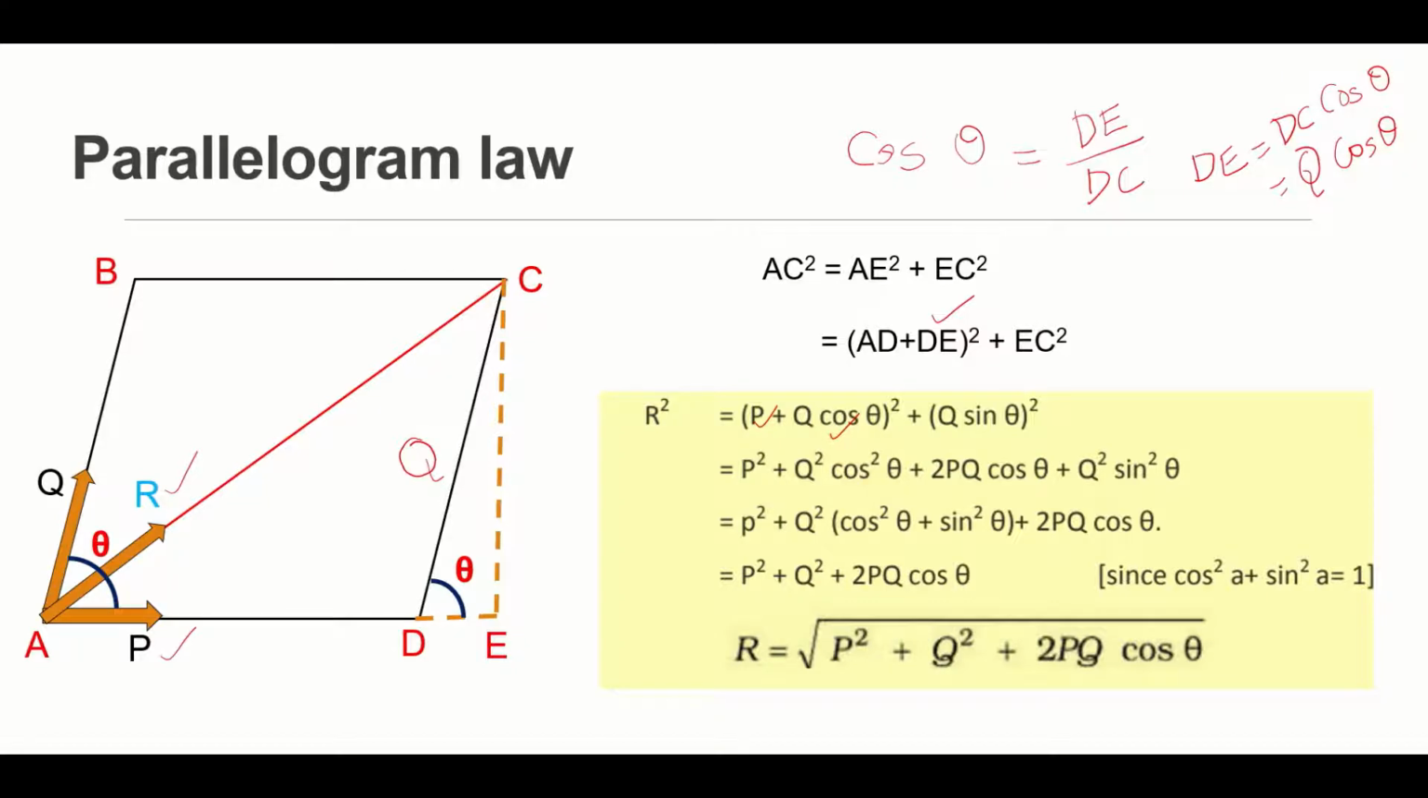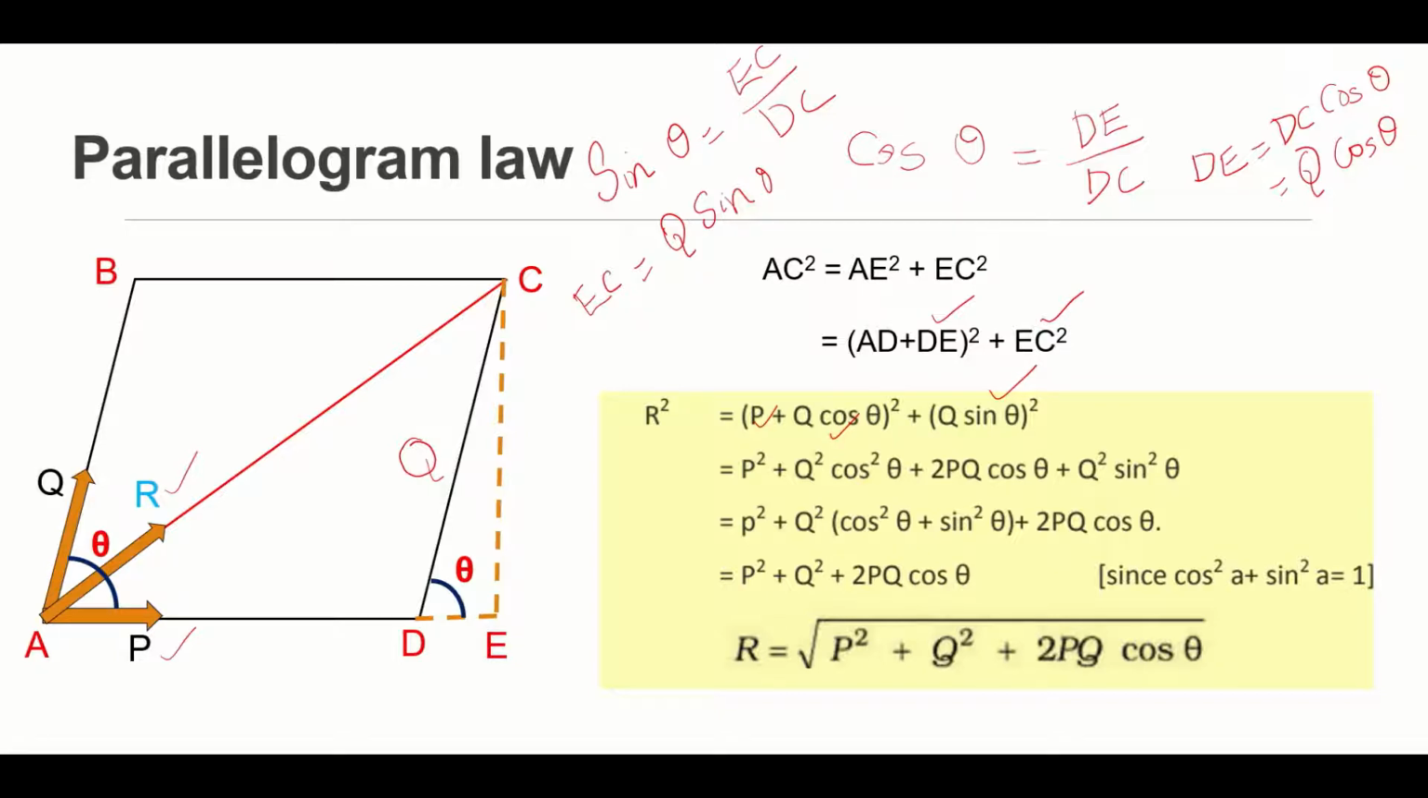What is EC? Just like we calculated cos theta equal to DE by DC, what will sin theta be? Sin theta equal to EC by DC. So EC equal to DC sin theta, or Q sin theta. That's how EC becomes Q sin theta.